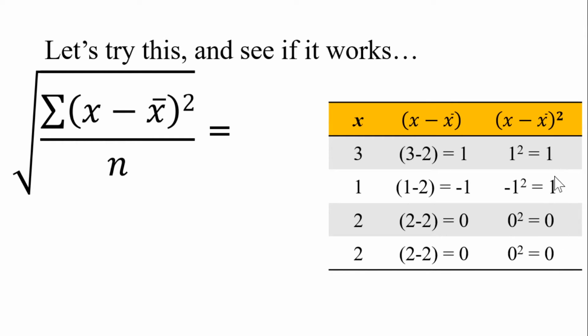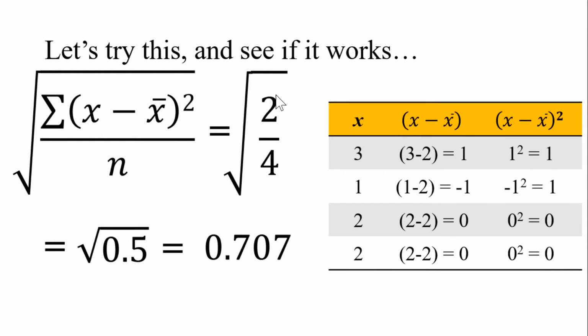So if I add up this column, because we got to remember, we got a sigma, we got to add 1 plus 1 plus 0 plus 0. That gives us 2, right? And our n hasn't changed, it's still 4. So 2 over 4 gives us 0.5. Now we have to take the square root of 0.5, which gives us this kind of wacky number, 0.707, or we can round to 0.71. But now we have a summary of the average distance of each point from the mean. And that's all there is to it.